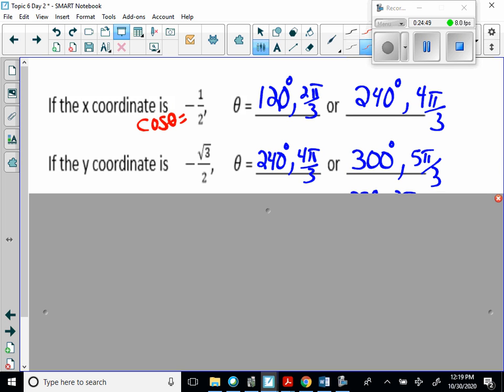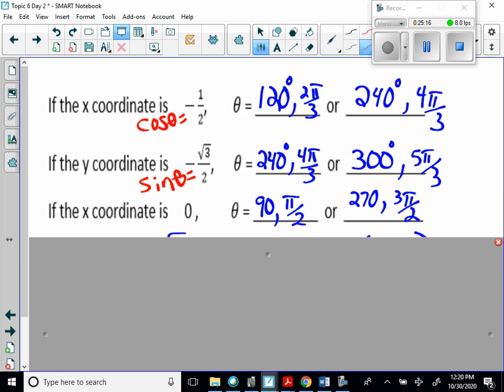If the y-coordinate is negative, so that's sine theta. Sine theta was equal to a negative root 3 over 2, so theta is equal to 240 degrees, 4 pi over 3, or 300 degrees, 5 pi over 3. Sine is negative in quadrant 3 and quadrant 4. Y is negative below the x-axis, so that's quadrant 3 and quadrant 4.